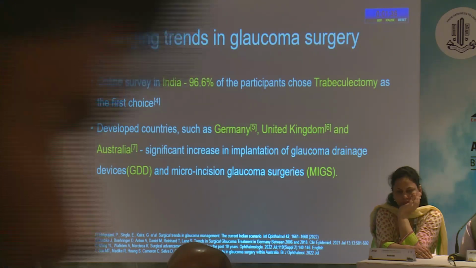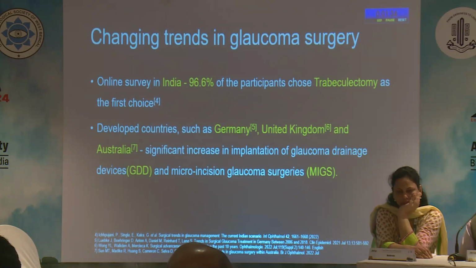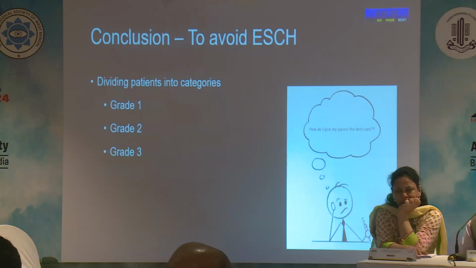Now, the higher risk of ESCH in trabeculectomy, also seen in our study, may have prompted a change in the way glaucoma surgeries are approached. Now, countries like Germany, the United Kingdom, and Australia have shown an increase in alternative surgeries over the past decade. So, to conclude, I would like to talk about a system in place in our institution that has helped keep ESCH at an incidence of 0.03%.